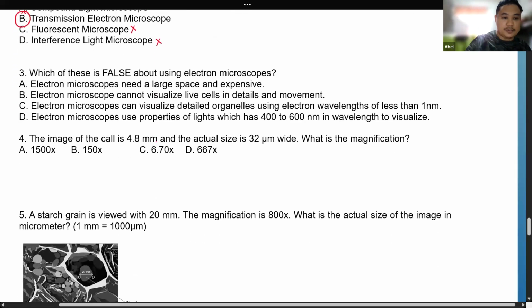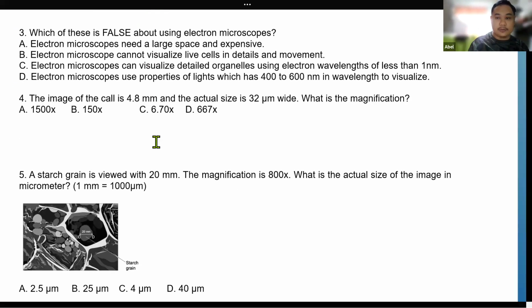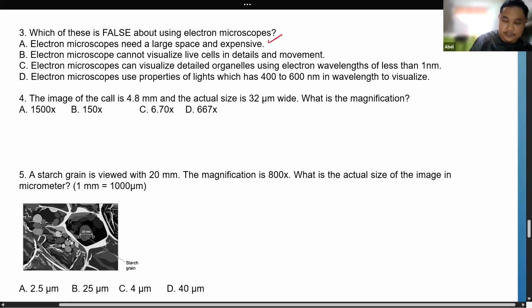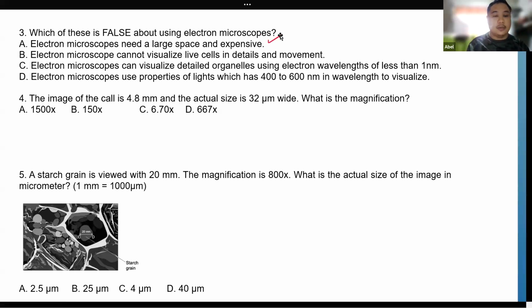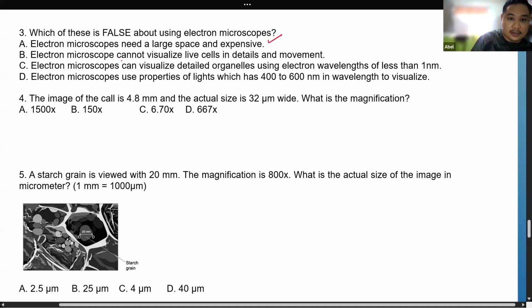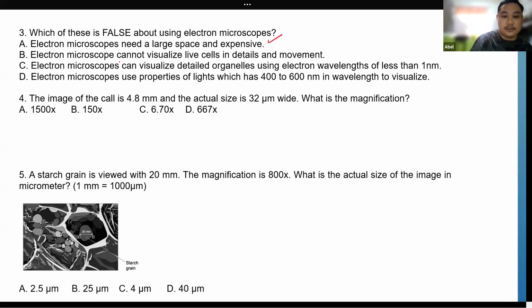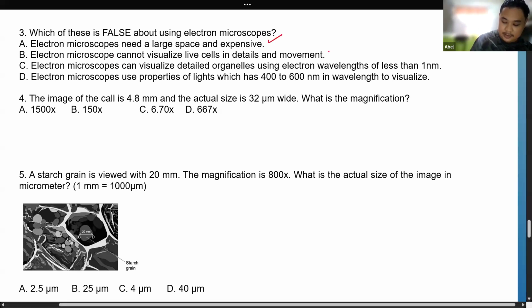Next, how about number three? Which of these is false about using electron microscope? Letter A, electron microscope need a large space and is very expensive. Yes, of course. That's why we don't use that usually in school. Next, how about letter B? Electron microscope cannot visualize live cells in details and movement. Yes, you cannot do that because the cells and the organism are usually dead because it uses a vacuum and heavy metals for staining.